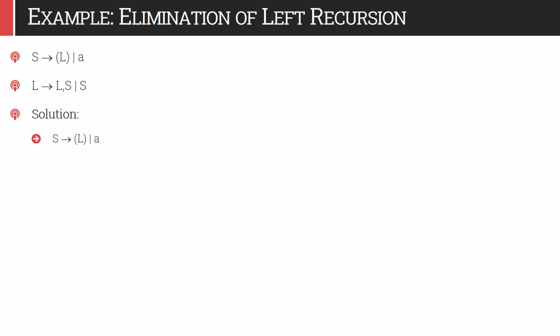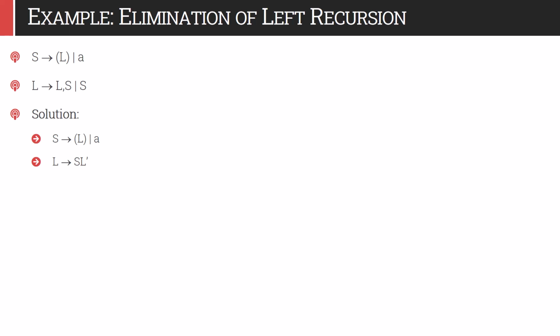The second production of L is not left recursive, so we will copy that and add some symbol L dash at the end. That is, L derives S L dash. We have to add the production starting with L dash now. And we have to add it in such a way that the left recursion is eliminated.